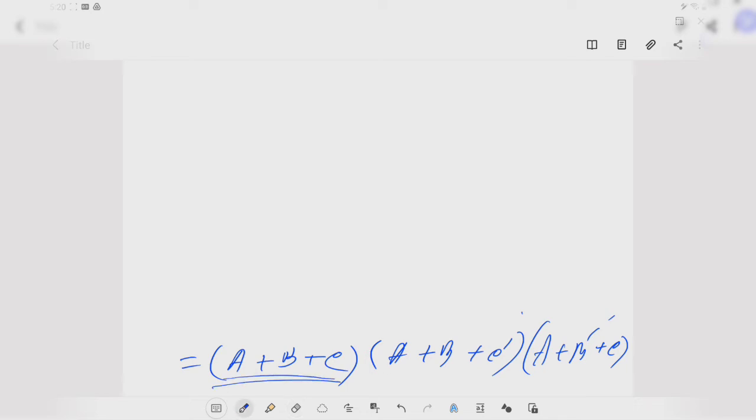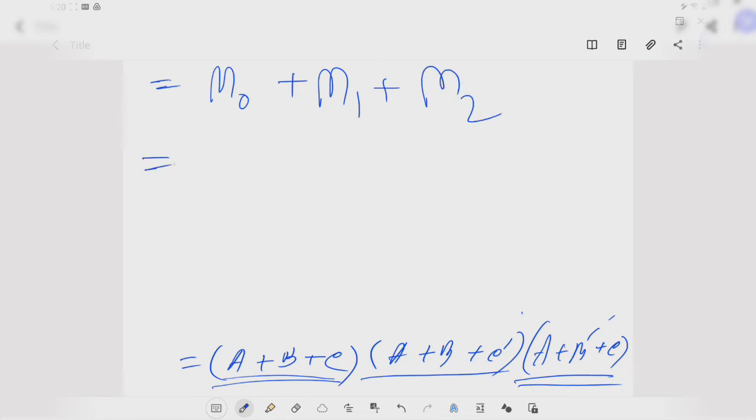So what is the first max term? A plus B plus C. This is the max term M0, if we can remember, plus A plus B plus C prime is M1, and A plus B prime plus C is M2. We can write it as the product of uppercase M, 0, 1, 2, whereas in the case of min terms it was the sum of. So the equation is now expressed by using max terms only.